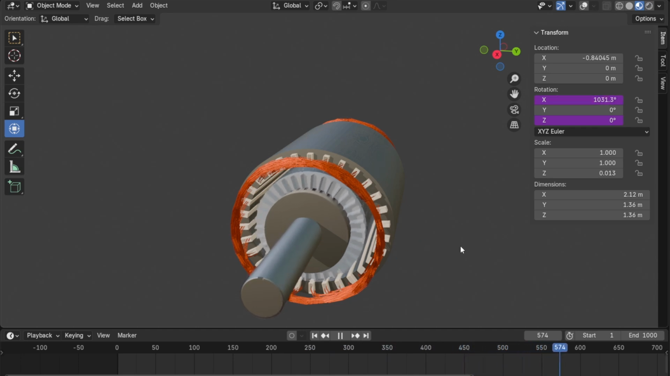And what dictates the size of the magnetic field? Well, the magnetic field size is dictated by the amount of current through the stator windings.